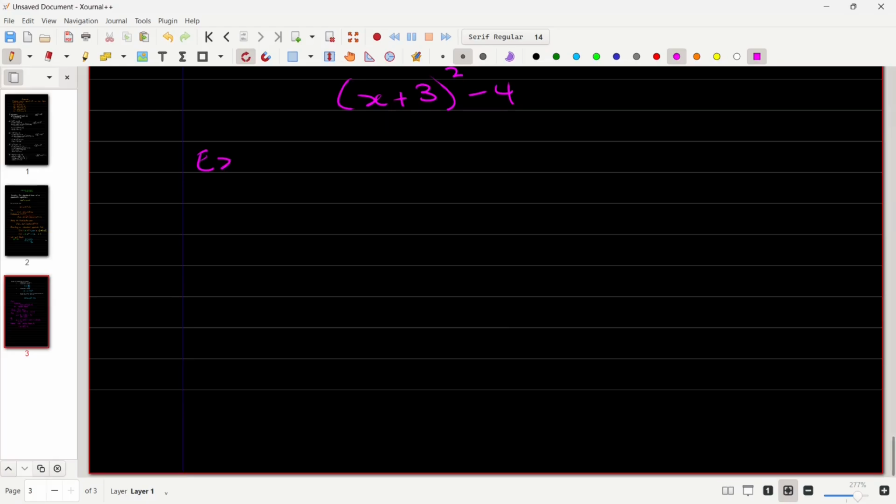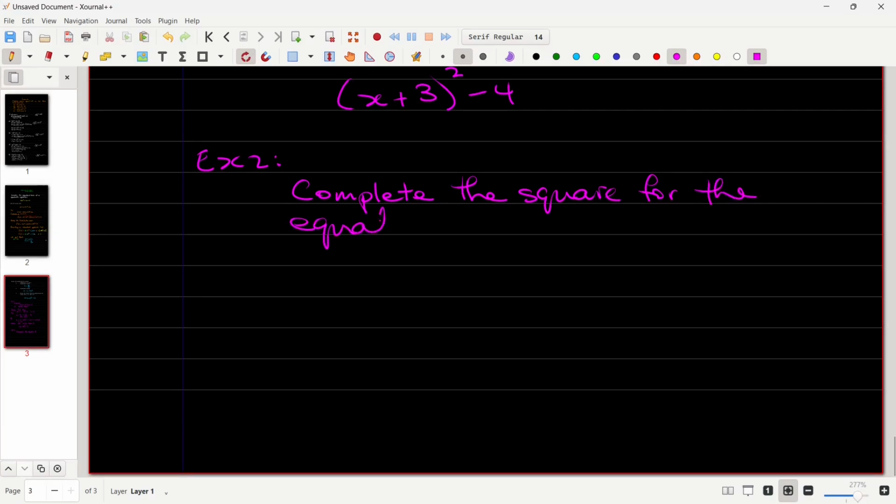So example 2, we are required to complete the square for the equation f of x equal to 2x squared minus 8x plus 3. All right, so we're going to complete the square for that equation.